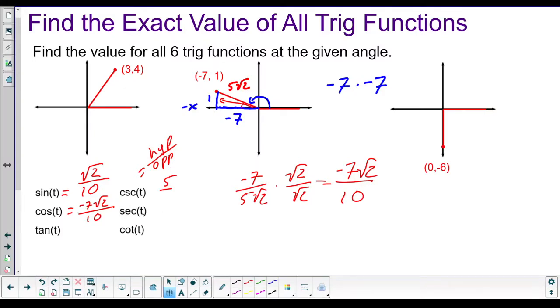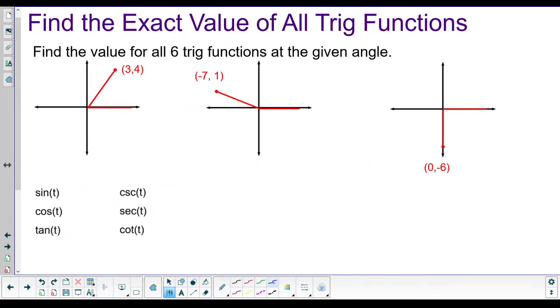Then for secant, it's hypotenuse over adjacent. So it's going to be negative 5 radical 2 over 7. Okay. Tangent is opposite over adjacent, so 1 over negative 7. And then cotangent is the reciprocal. So this is just going to be negative 7. There we go. Cool. All right.